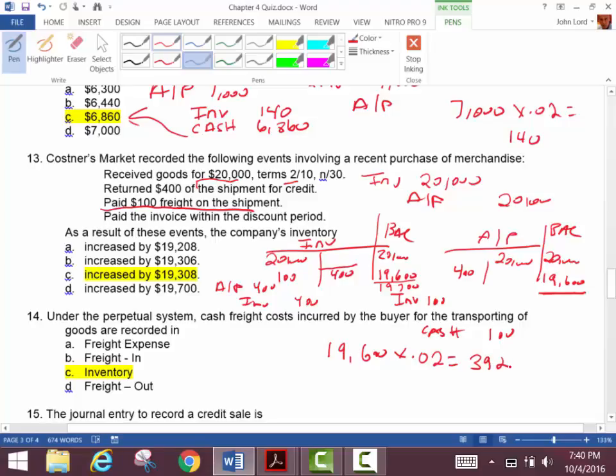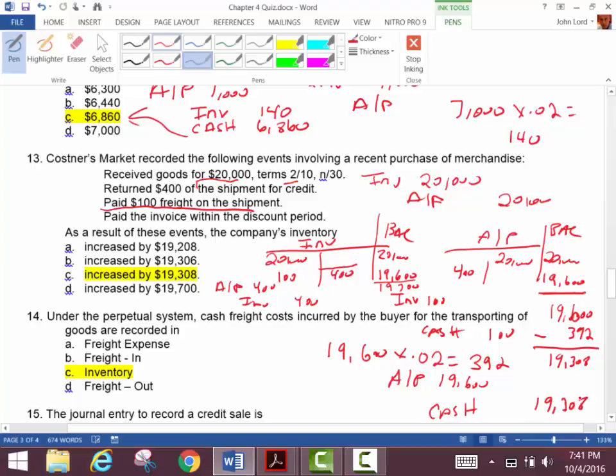So what are we going to do? We're going to debit the accounts payable for the full 19,600 because we're paying that. We're going to credit our cash for how much? The number you just told me is what? Well, 392, but I've got to pay him net of that. I've got to pay him 19,600 minus the discount of 392 that you just told me, right? So how much is that? 19,308 is the credit to cash.